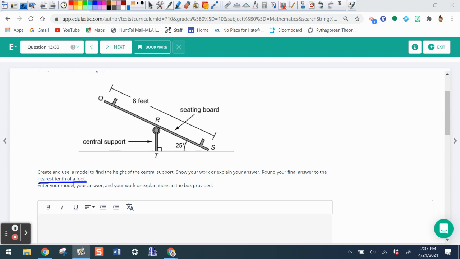So our task is to find the height of the central support right here. The first thing I want to emphasize is that RT is a side of a triangle, and not just any triangle, but a right triangle. Anytime you see a right triangle on your test, you need to initially think Pythagorean theorem, that might be a possibility, or our trig functions, sine, cosine, or tangent. And I'll tell you for sure that we're going to have to use right triangle trig here, using sine, cosine, or tangent.